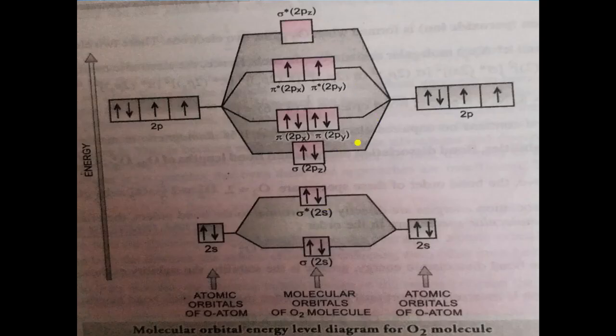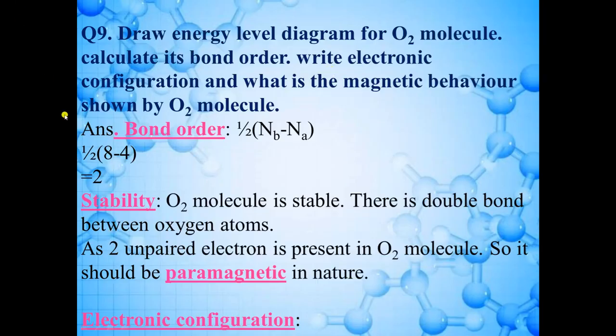Now you can tell whether the O2 molecule is diamagnetic or paramagnetic. Can you see these two unpaired electrons? So it is paramagnetic. Now you have to calculate bond order, by counting the number of bonding and anti-bonding electrons. The number of bonding electrons is 8, minus 1, 2, 3, 4. So 1 by 2, 8 minus 4 is equal to 2. Bond order is 2. That means there is a double bond between the oxygen atoms. It is paramagnetic in nature.